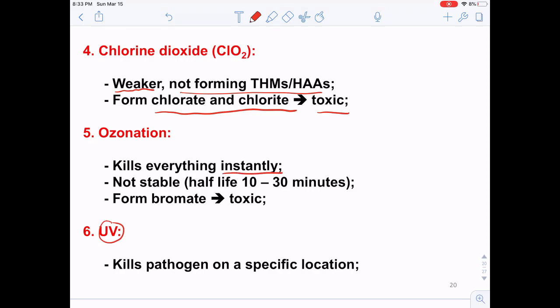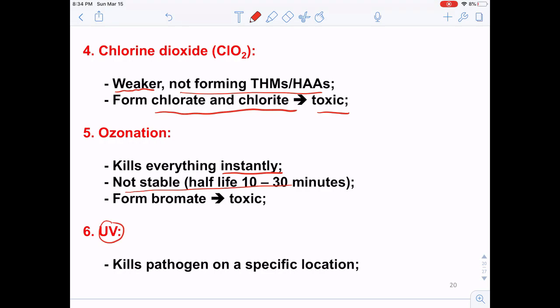Okay, so ozonation can actually kill everything instantly, but the problem for ozonation is that the ozone dissolved in water is not very stable. It just has a half-life of 10 to 30 minutes. What that means is that if the water in the treatment plant stays for a time longer than 10 to 30 minutes, then the ozone concentration will decrease to zero. That's not going to further disinfect the species in the water if there are contaminants further introduced in the water system. Another disadvantage for ozonation is that it's going to form bromate, which is toxic again.